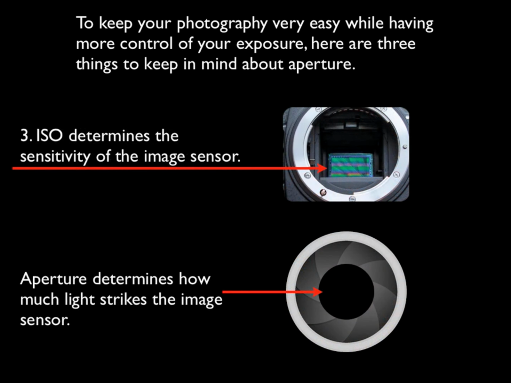And number 3, ISO determines the sensitivity of the image sensor, whereas aperture determines how much light strikes the image sensor.